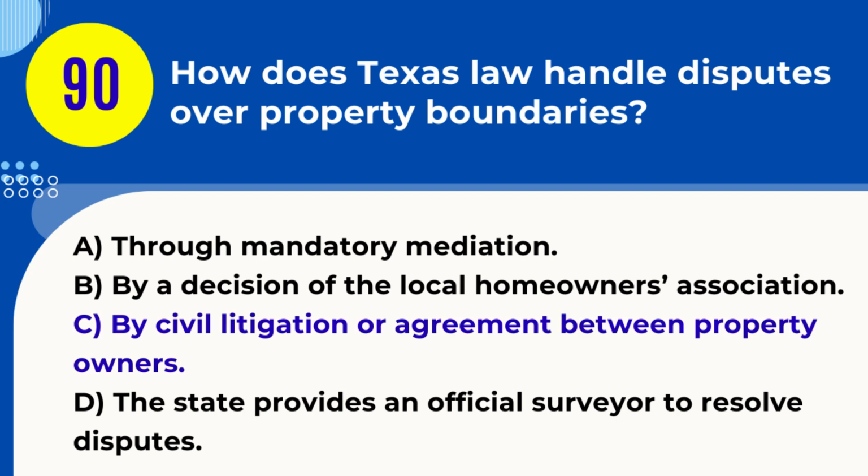Answer: C. By civil litigation or agreement between property owners. Explanation: Property boundary disputes in Texas are typically handled through civil litigation in court or by mutual agreement between the property owners. In some cases, a professional survey may be required to determine the correct boundaries.